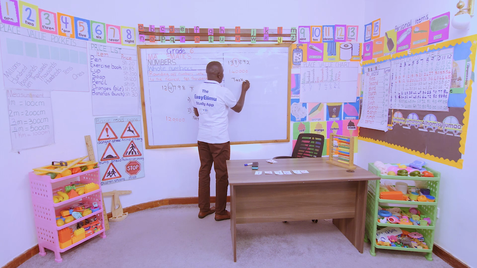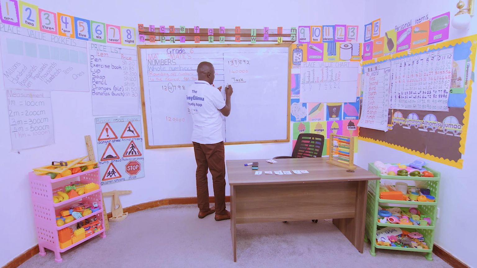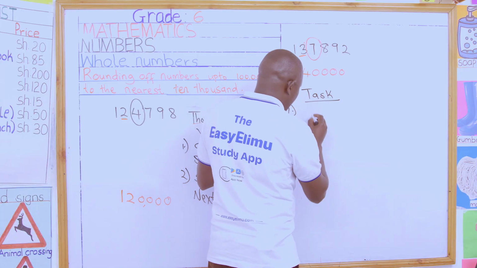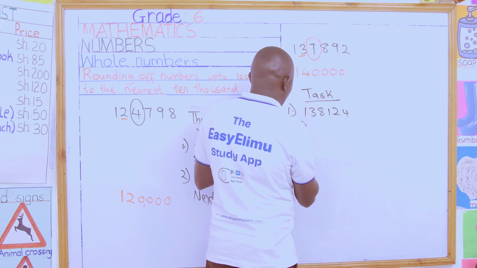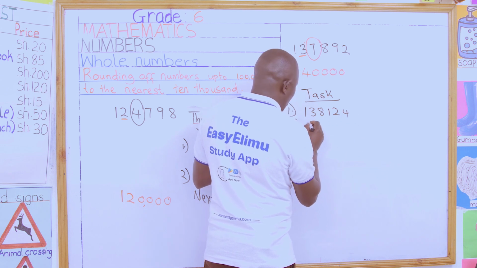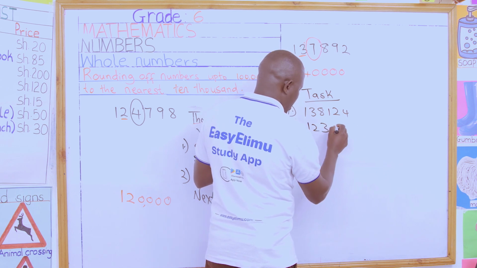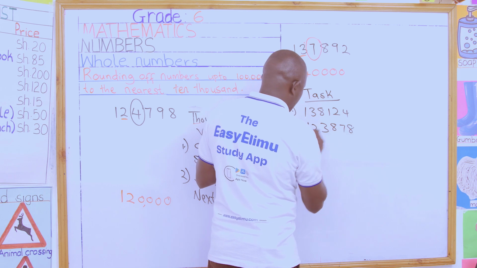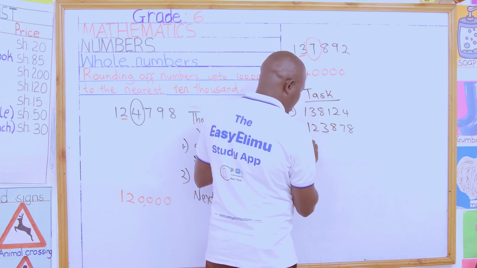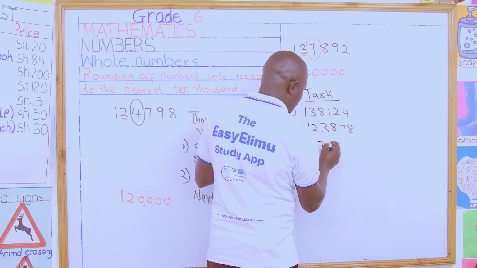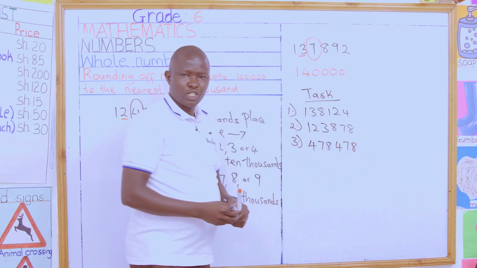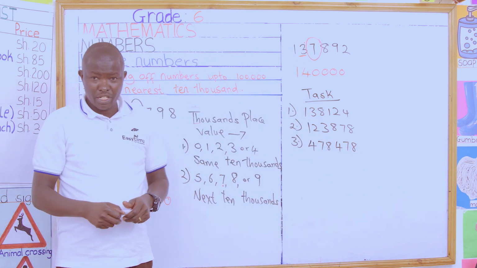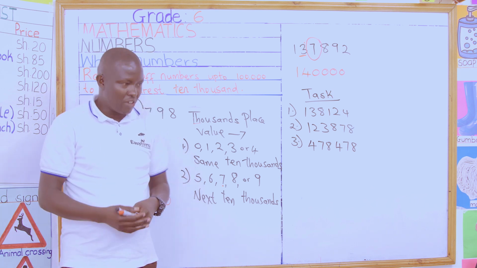Learners, can you try the following task to round off to the nearest 10,000s? Can you try to round off the following numbers to the nearest 10,000s? 138,124. The next one, 123,878, and finally 478,478.